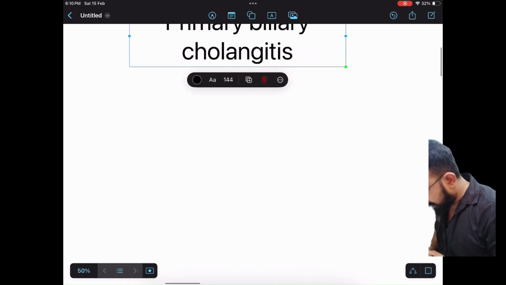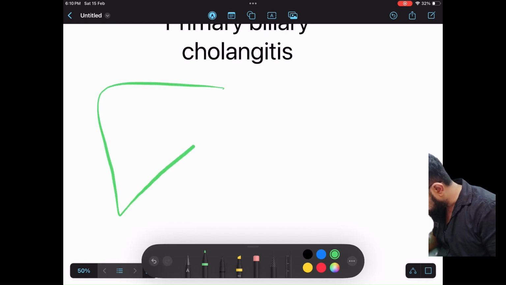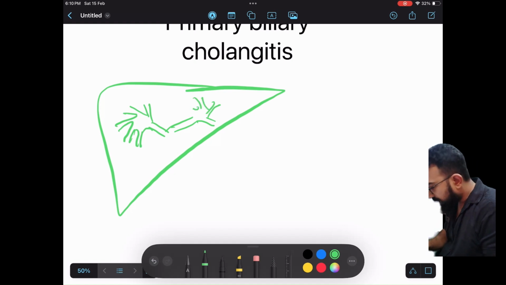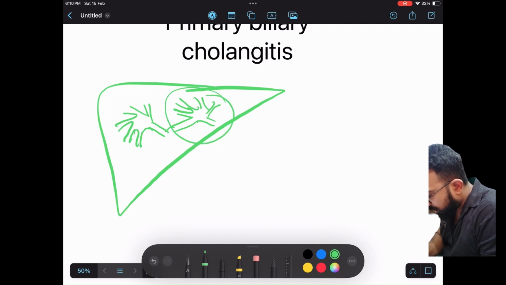What happens is in this condition, let's say this is your liver. Within the liver there are left and right hepatic ducts, and these ducts branch out into many different small hepatic ducts. If we magnify this section, this is a small hepatic duct.